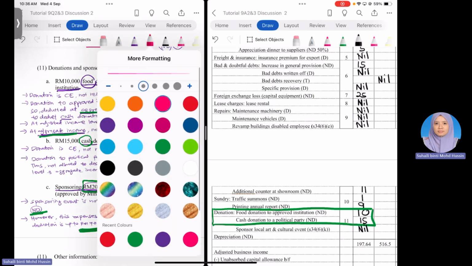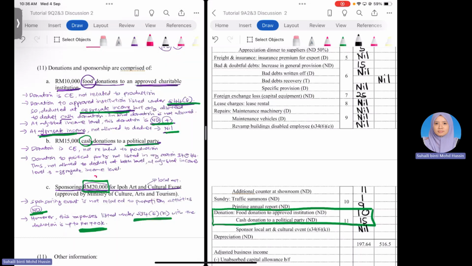Okay, let's say for example the company made a sponsorship of 800,000 ringgit. Then the amount that is not allowed for deduction is 100,000 ringgit to be added back, because the limitation is 700,000 ringgit. If the company makes a sponsorship for the art, Ipoh Art, which we consider local art, the amount not allowed for deduction is 100,000 ringgit.